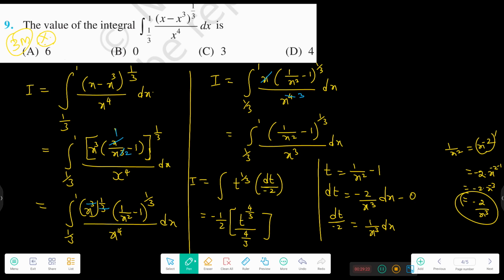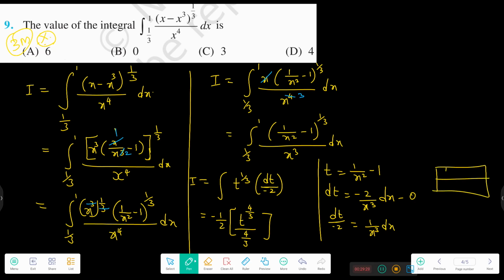Limit you should find, no? What is the limit? Let's find here. Let me make a table here, with x and t. What is the x they gave? 1 by 3 and 1. When 1 by 3 is applied here, what am I getting? The x value is 1 by 3, and t is equal to, listen carefully, 1 by x square minus 1, which is 1 by (1 by 3) square, that is 9, and minus 1. So 1 by 9 when you take the numerator, 9 minus 1, which is equal to 8. So the lower limit is 8.